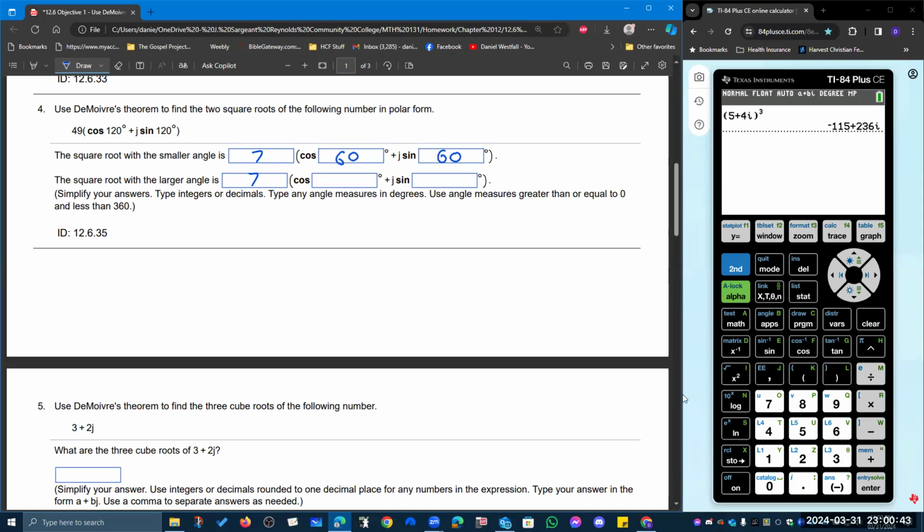Now if I take that 120 and I add 360 to it, that is 480, and then I divide that by 2, I get 240. And those are in different quadrants. 60 degrees is here, 240 degrees is down here. So this one's going to give me positive x and positive y. This one's going to give me negative x and negative y. But they're both going to be answers to the square root of this complex number.